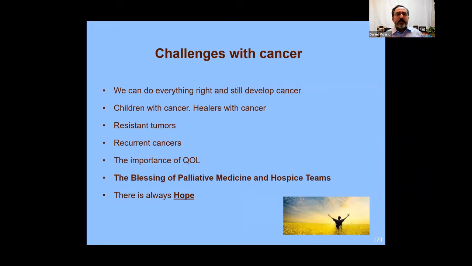So with challenges with cancer, we can do everything right, and people still develop cancer. We talked about the random mutations. Children with cancer, healers with cancer. We've all worked with healers who have cancer. They do everything right, and they still deal with cancer. Resistant tumors, recurrent tumors. It really is the importance of quality of life and the blessings of palliative medicine and hospice teams.